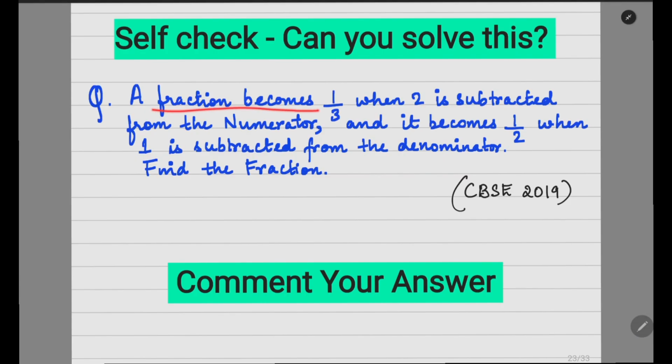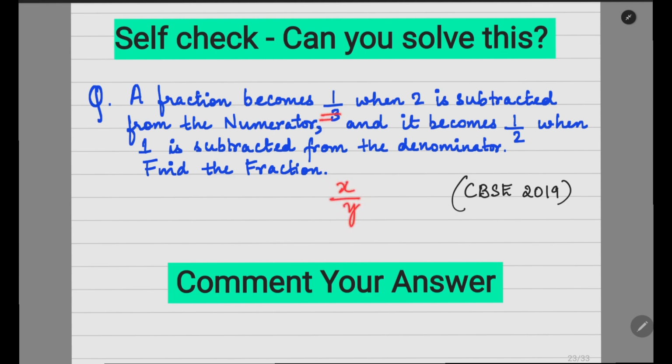A fraction becomes 1 by 3 when 2 is subtracted from the numerator, and it becomes 1 by 2 when 1 is subtracted from the denominator. Find the fraction. Whatever you have to find, that is what you start with. You have to consider that as an unknown variable. So let the fraction be x by y.